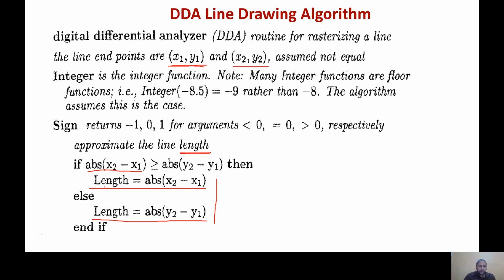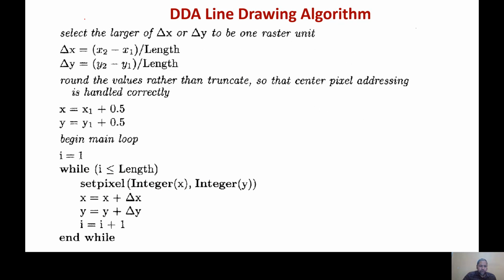After that, we are going to calculate the value of delta x and delta y. So what is delta x? Delta x is nothing but x2 minus x1 upon length. Just now we have calculated length. So x2 minus x1 upon length is delta x, and delta y is nothing but y2 minus y1 upon length. So the next step is to calculate delta x and delta y.